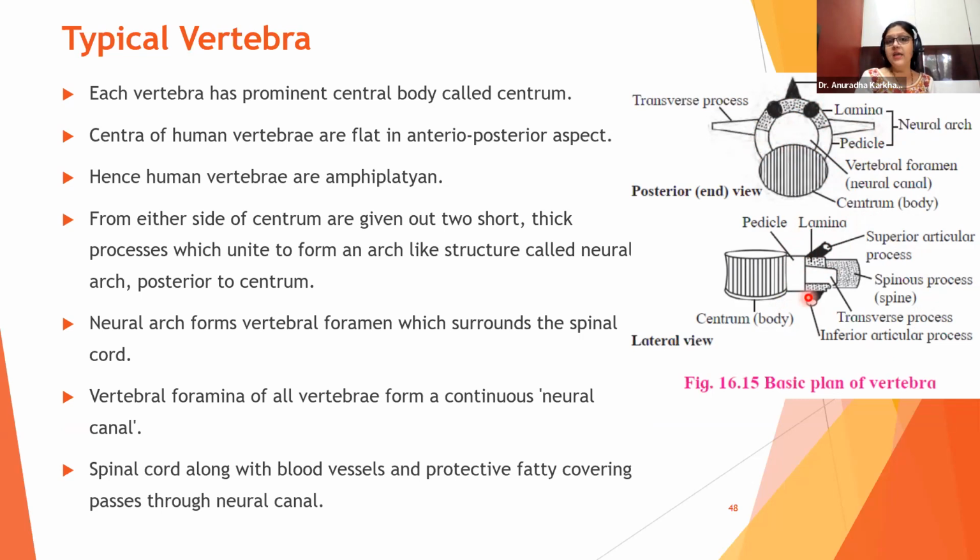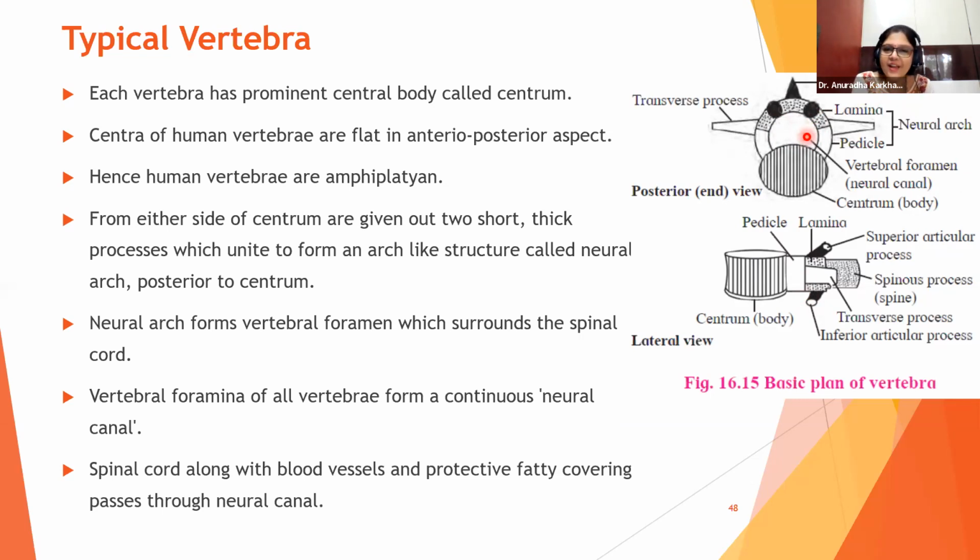What does foramen mean? Cavity. So it's going to form the vertebral foramen, which surrounds the spinal cord. From here, you can see over here the vertebral foramen. Correct? A cavity through which the spinal cord will pass, and it is going to be surrounding the spinal cord. Vertebral foramina of all vertebrae form a continuous neural canal.